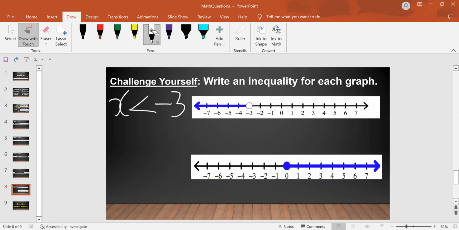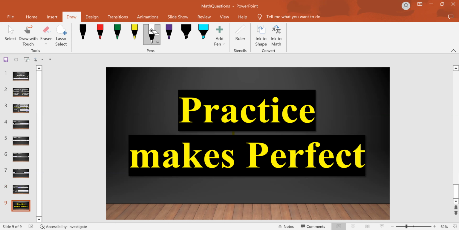Okay. What about this one? It's shaded at 0 and it's going to the right side. Okay. So you're going to have x is greater than or equal to 0. Okay. So overall, understand that practice makes perfect. So continue to practice to get the concept.